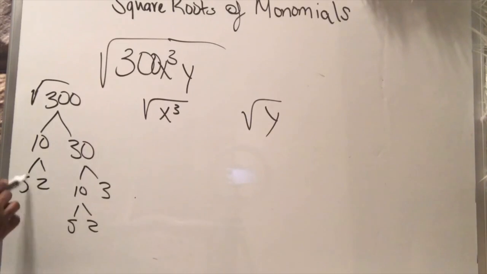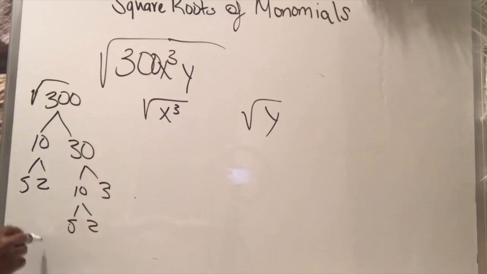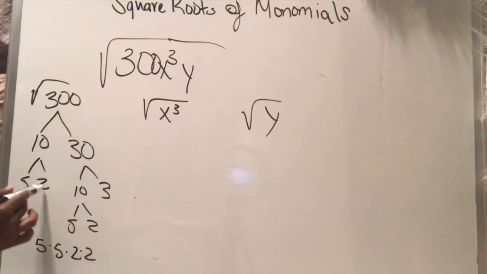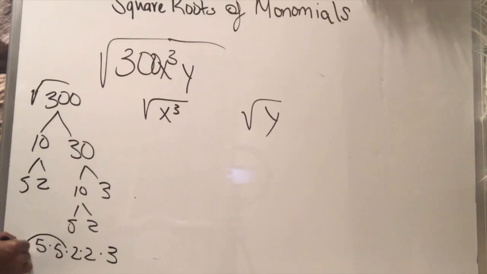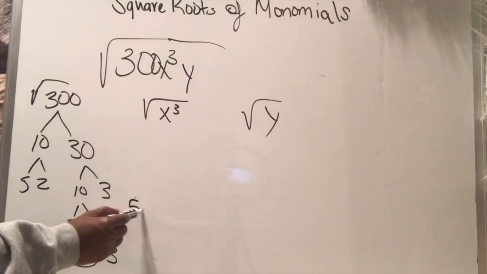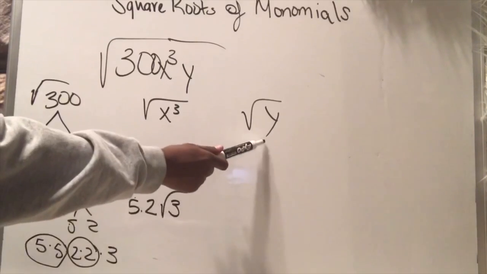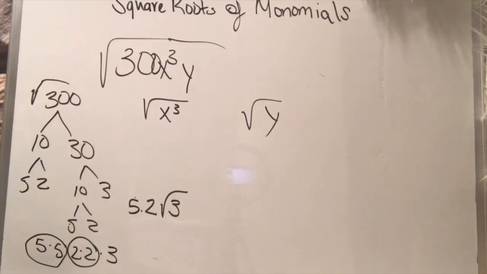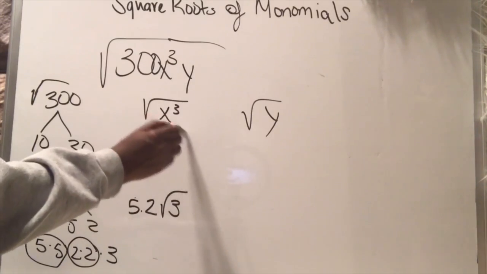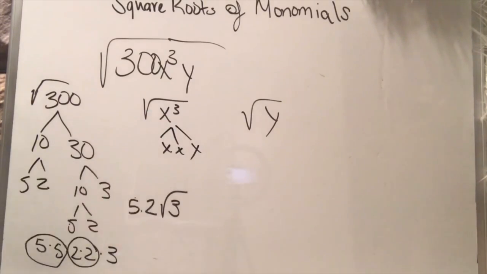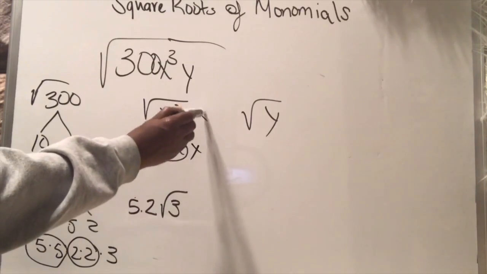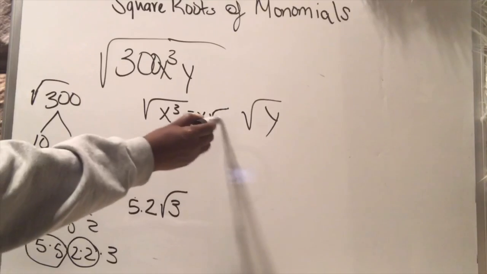I am going to now write all my prime factorizations that I got. That's the end of each tree part. I got 5 times 5 times 2 times 2 times 3. This is a pair, and this is a pair. Therefore, 5 times 2 comes on the outside. This has no pair, so that stays on the inside. And once again, y does not have a pair. And then this one is x times x times x. That's 1 pair, so 1 comes on the outside, and the other one stays on the inside because it has no pair.